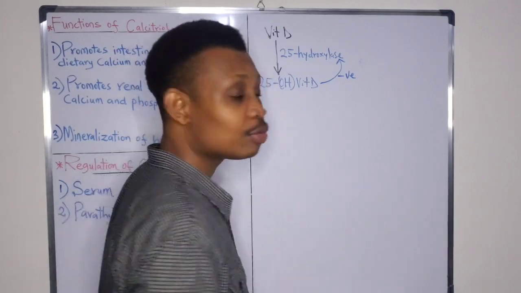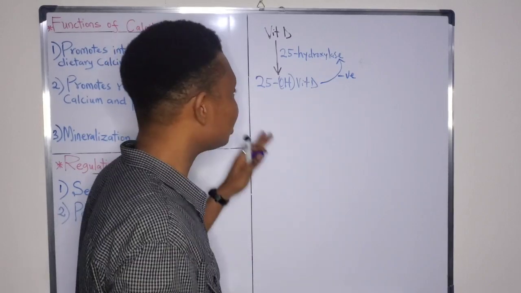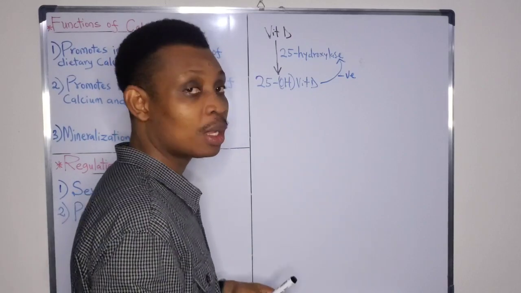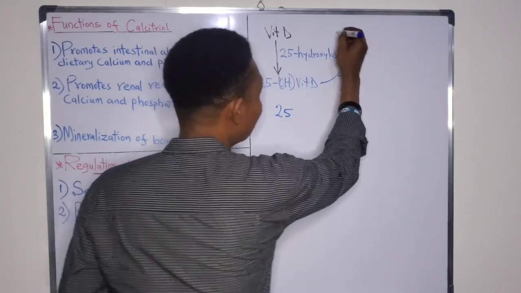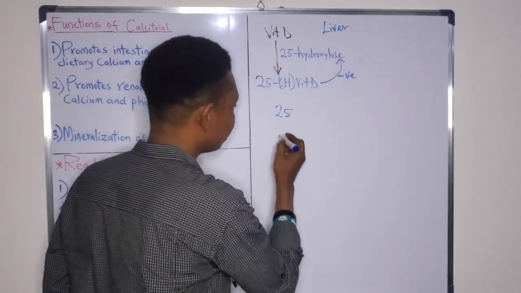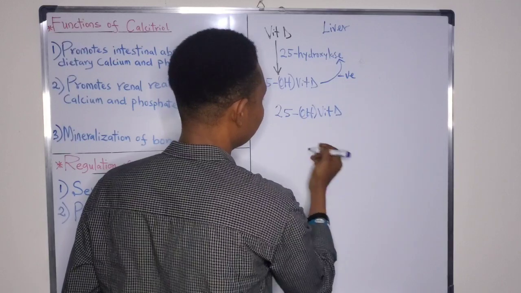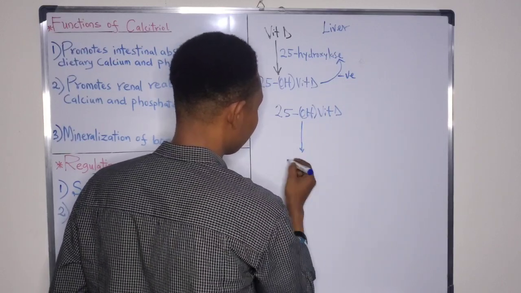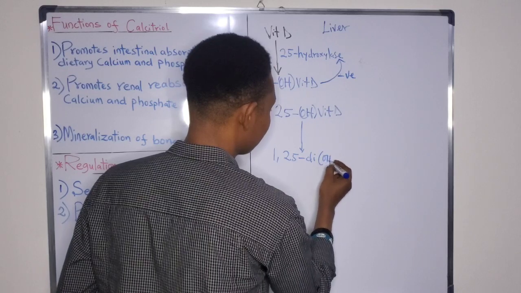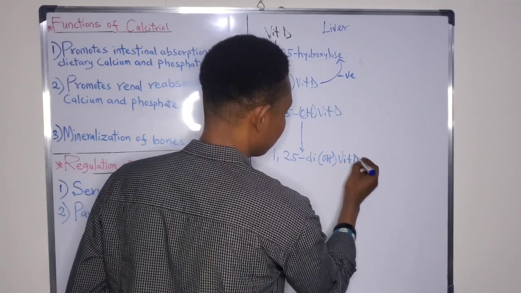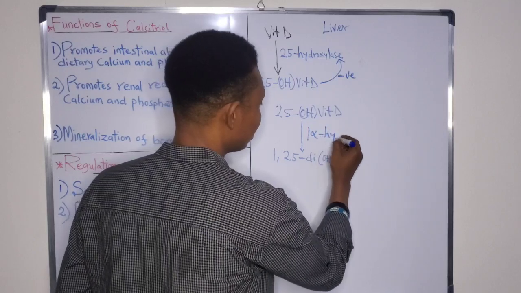Similarly, the conversion of 25 hydroxy vitamin D to 1,25 dihydroxy vitamin D will occur in the kidney, like I stated in my previous class. So it's something like this. This occurs in the liver, of course, and then this will be 25 hydroxy vitamin D. This will give rise to 1,25 dihydroxy vitamin D, and the enzyme that catalyzes it is 1 alpha hydroxylase.